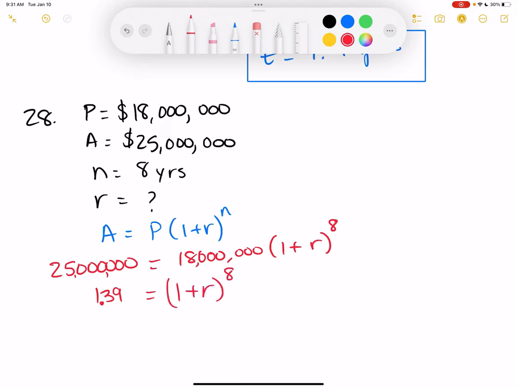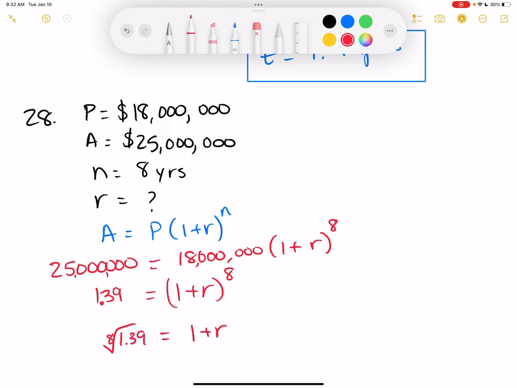Now what? I'm making this more complicated than it needs to be. If this was raised to the 2, what would you do? Like instead of the 8? Take the square root of it. So if I have it raised to the 8th, I'm going to take the 8th root of it. So it's going to be the 8th root of 1.39 is equal to 1 plus R.